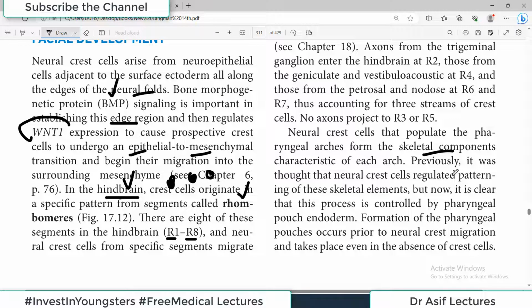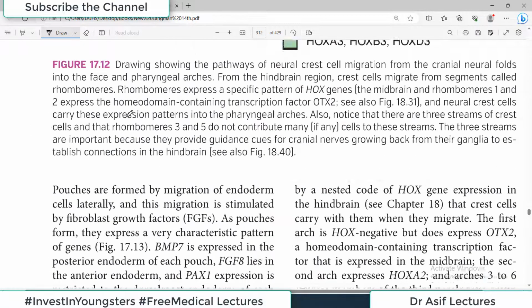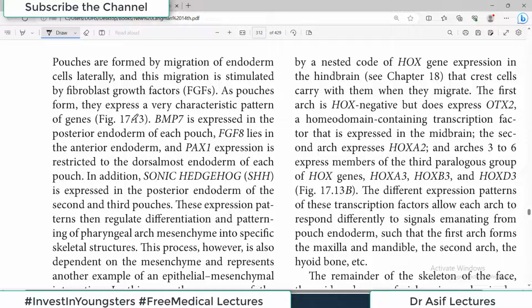Previously it was thought that the neural crest cells regulated patterning of these skeletal elements, but now it is clear that this process is controlled by the pharyngeal pouch endoderm, and basically the migrating neural crest cells contribute to formation of the skeletal structure of the head and neck. Formation of the pharyngeal pouches occurs prior to the neural crest cell migration. That's unnecessary, too much detail. You should be fine with this.